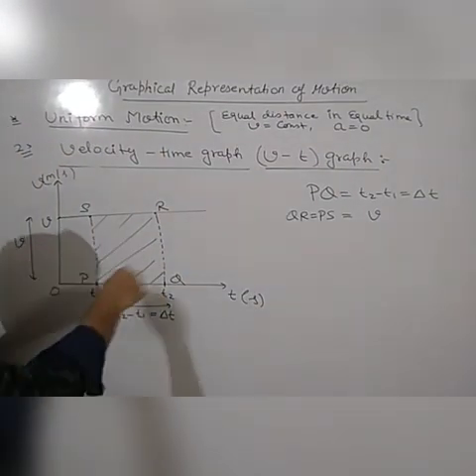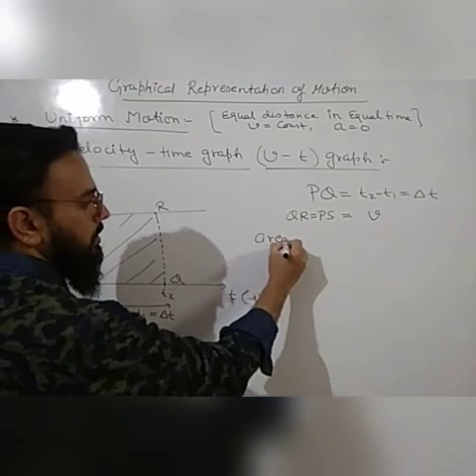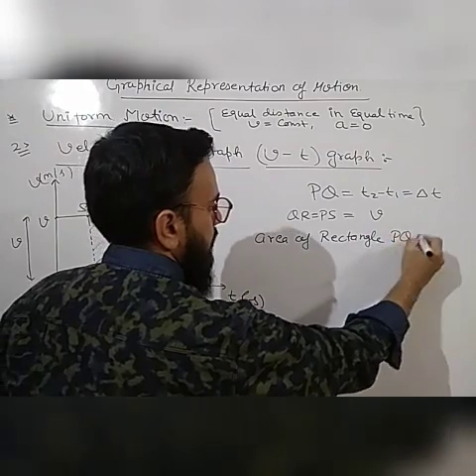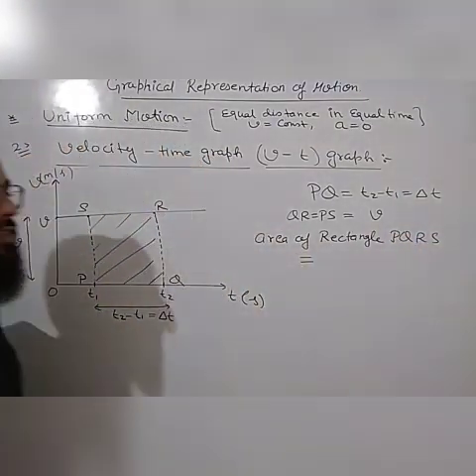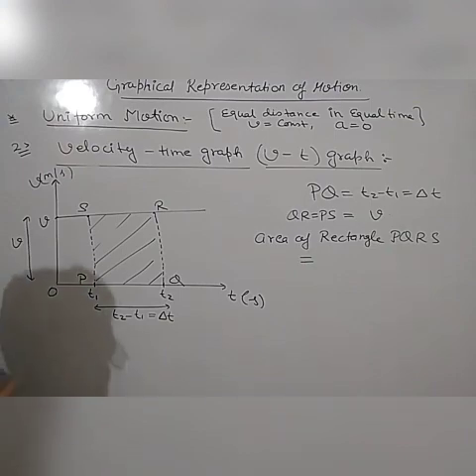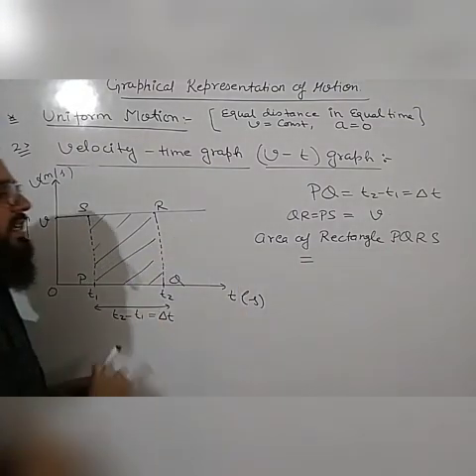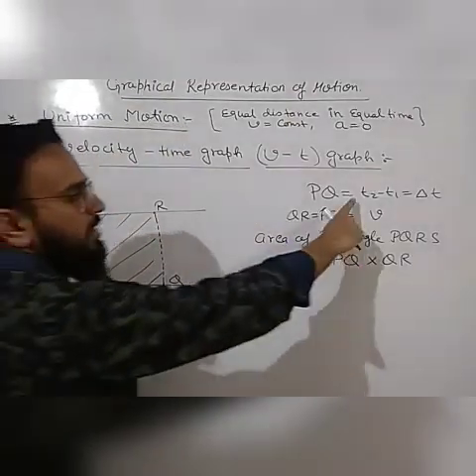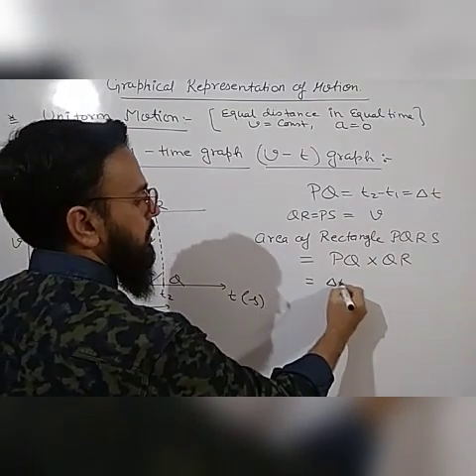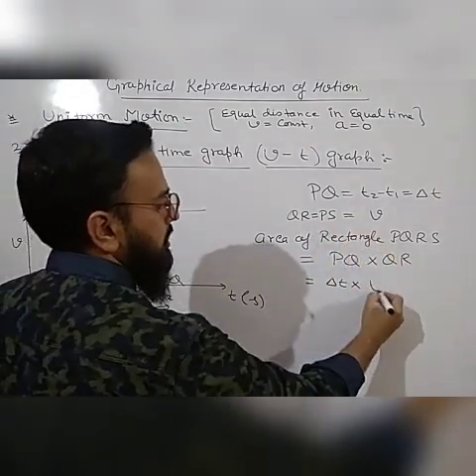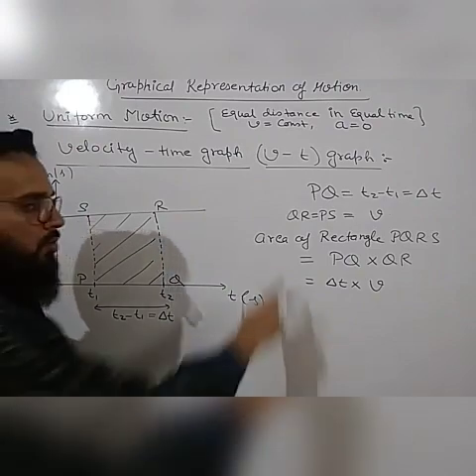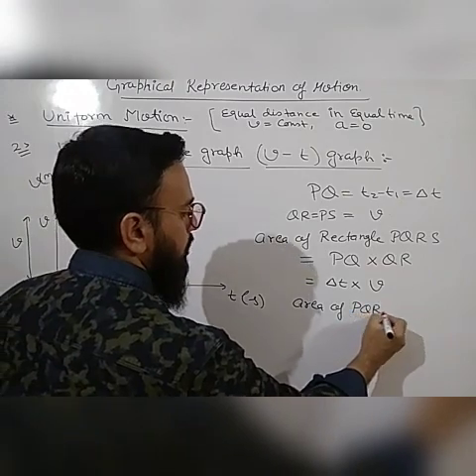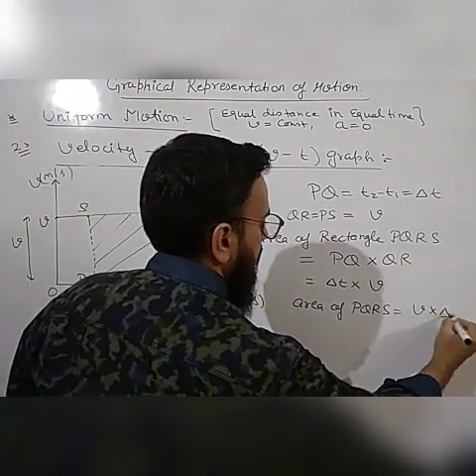And if you find the area of this rectangle PQRS, what is the formula for the area of a rectangle? It is length into width. If we consider PQ as length and QR as width, we can write it as PQ into QR. And what is the value of PQ? It is delta t. And what is the value of QR? It is equal to v. So we find the area of PQRS is equal to v into delta t.